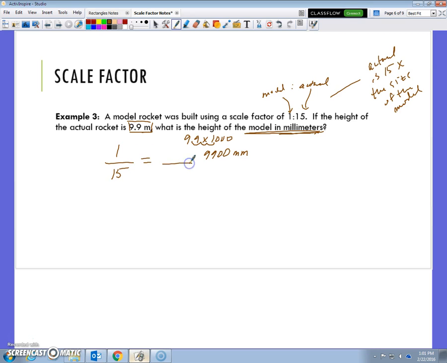So I think it's time to go ahead and start setting up proportions. Okay, and it is a comparison of two ratios. If I know the scale factor is 1 millimeter for every 15 millimeters, I need to know how many millimeters the model is, and I can compare that to 9,900 millimeters. Okay, and so what I've got here is a nice, what we call a proportion. It's a fraction that equals another fraction.